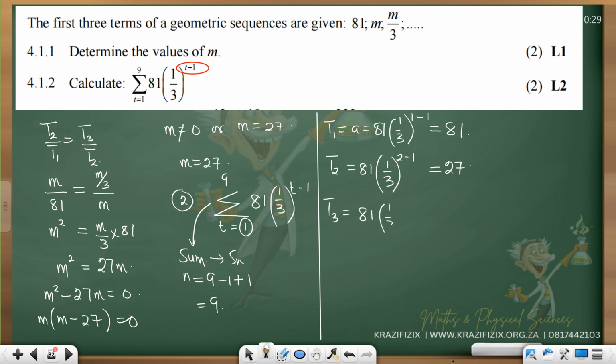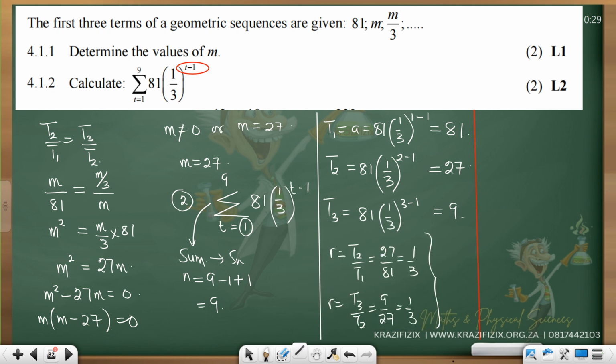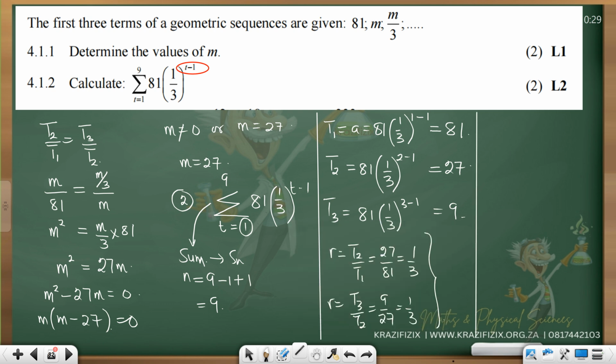I'll show you what I mean. This will give me 9. I can confirm my r. I'll show you something now where it is very, very dangerous. T3 over T2. Okay, we're good. Now, I know it's sum. The rest is just formulas, no other story. Then I'll call your attention to something very important. Write the formula first. Always important to guide you.